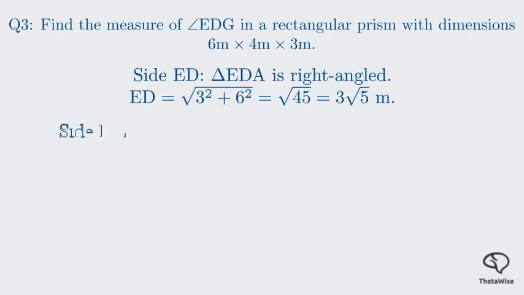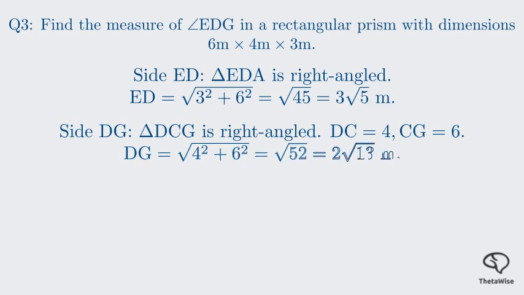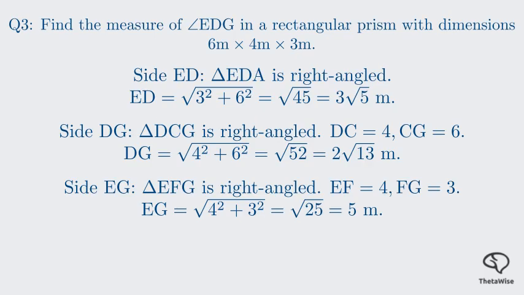DG is a diagonal on the bottom face. It connects the corners D and G. In the rectangle, it forms the hypotenuse. The sides are 4 and 6. So DG equals the square root of 4 squared plus 6 squared, which is the square root of 52. Finally, for EG, we can form a right triangle on the top face with sides 4 and 3. So EG equals the square root of 4 squared plus 3 squared, which is the square root of 25, or 5 meters. Now we have triangle EDG with sides 3√5, 2√13, and 5 meters.